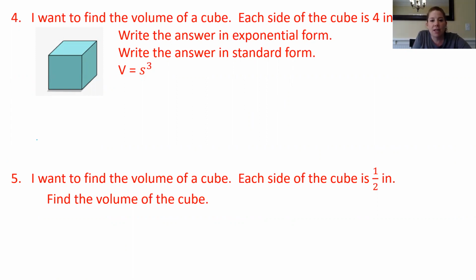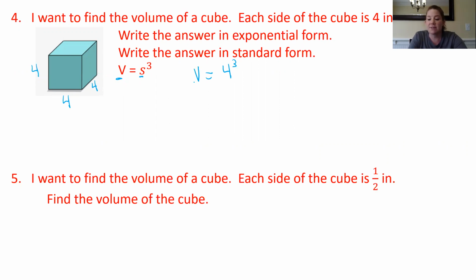So one thing about a cube is all sides are the same length. So to find the volume of a cube, you're going to cube each side. So the side is 4. So basically exponential form, the volume would be 4 cubed. That's why we say cubed when we see a 3. It's like what you do when you find the volume of a cube.